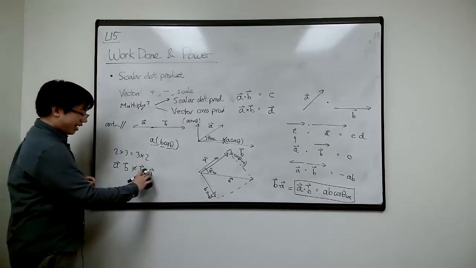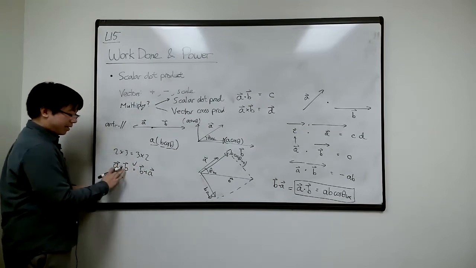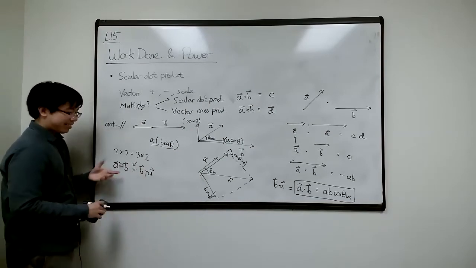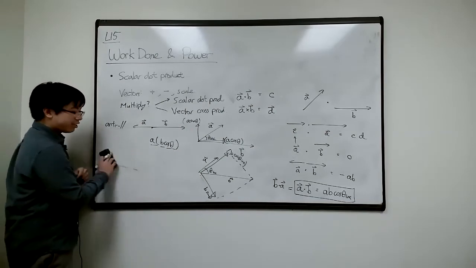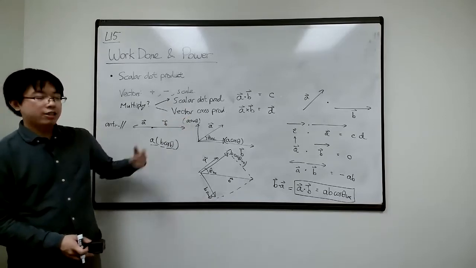A plus B is the same as B plus A, yes, that's true. But just like negative, A minus B is not the same as B minus A. So when you do operations, you cannot always flip them. And it turns out dot product can, but cross product cannot.